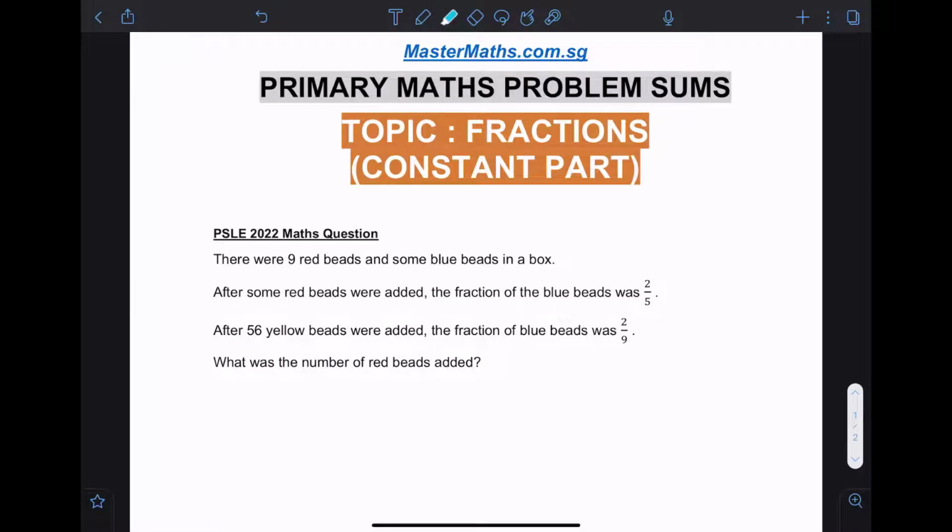Constant Part PSLE 2022 mathematics question. There were 9 red beads and some blue beads in the box. After some red beads were added, the fraction of blue beads was 2 over 5.